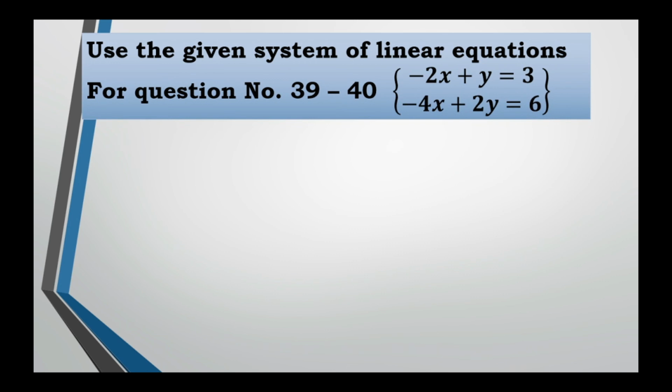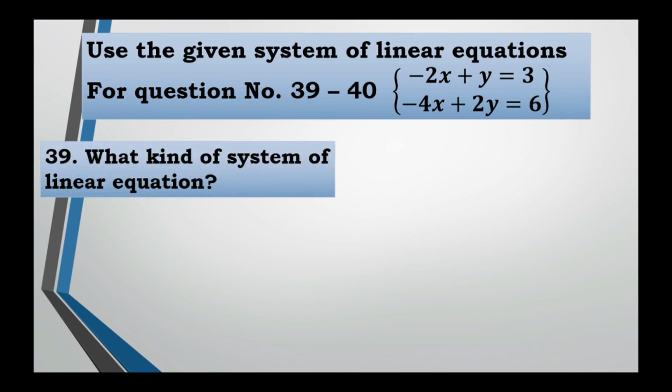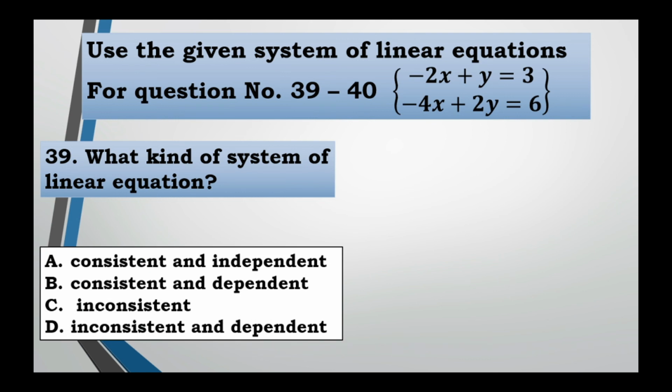Use the given system of linear equations for questions number 39 and 40. The system: negative 2x plus y equals 3, negative 4x plus 2y equals 6. Question number 39. What kind of system of linear equations is this? Letter A, consistent and independent. Letter B, consistent and dependent. Letter C, inconsistent. Or letter D, inconsistent and dependent.